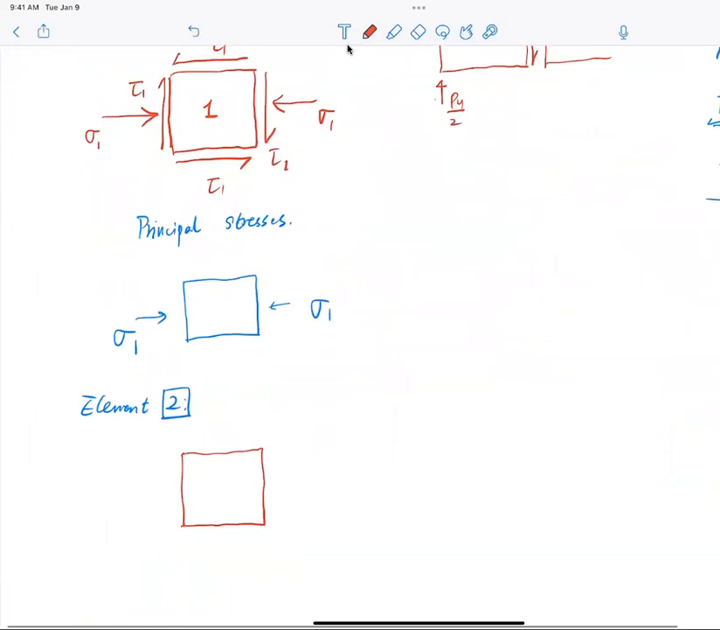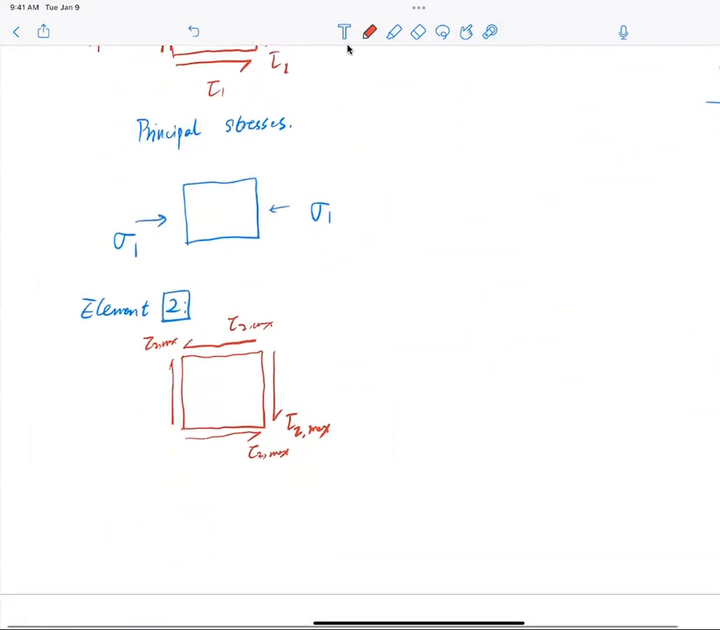So when I draw my stress diagram, I know I don't have any normal stresses, but I do have shear stress, right? And just to put it there, this is tau 2 maximum. All right, so that is my shear stresses.